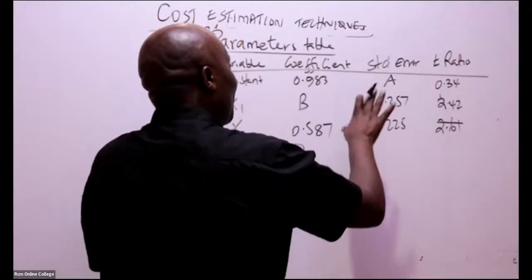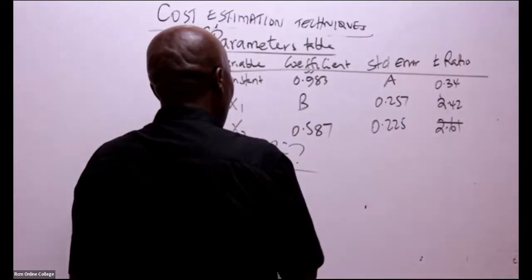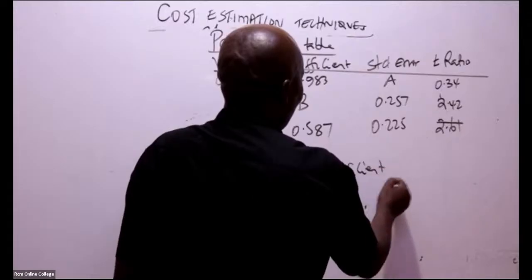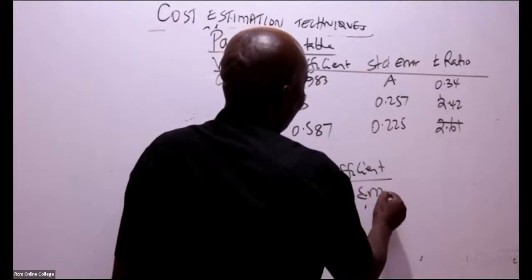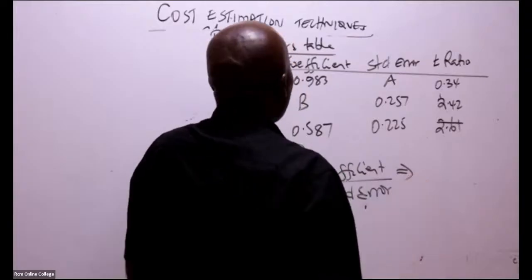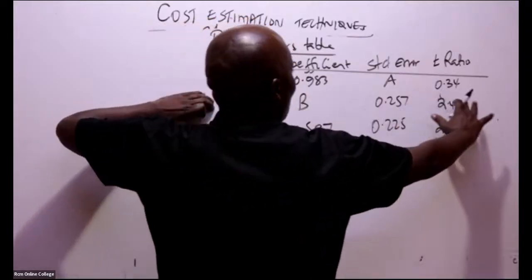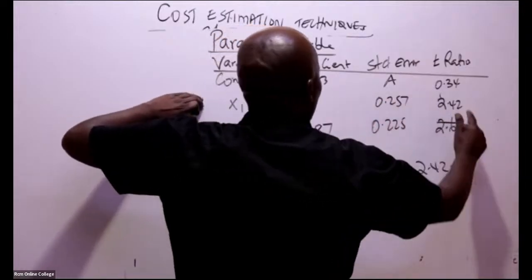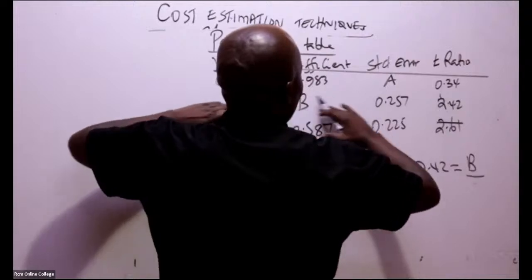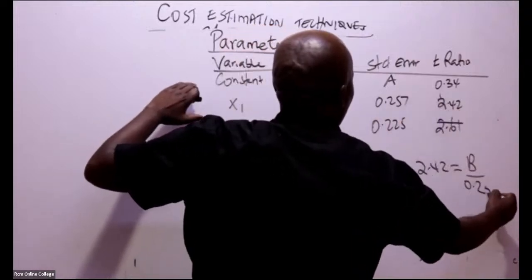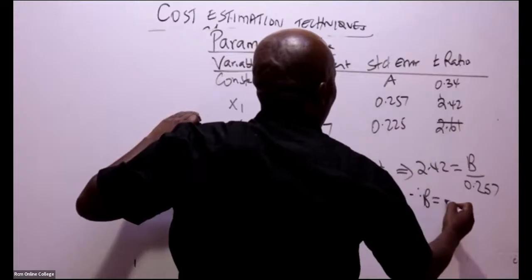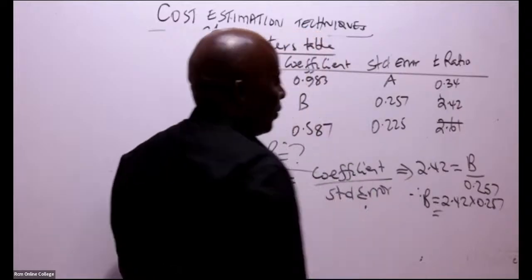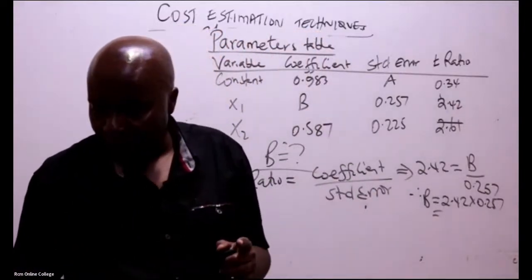So of course you're playing around with the T-ratio formula. We know that T-ratio equals coefficient all over the standard error. The T-ratio for this variable is 2.42, which equals the coefficient of this variable, which is what is missing, B, all over the standard error of 0.257. Therefore, B will be 2.42 times 0.257, which gives 0.622.